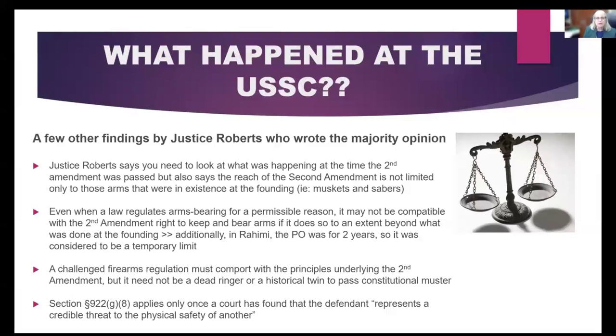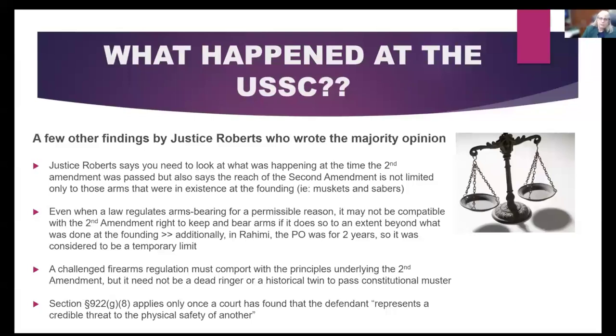So you should keep this in mind when you have any cases, because again, it's more arms. It isn't necessarily guns. Again, muskets and sabers. A saber is not a gun, but it's used as a weapon. Even when a law regulates arms bearing for a permissible reason, it may not be compatible, though, with the Second Amendment right to keep and bear arms, if it does so to an extent beyond what was done at the founding. And we'll talk about this a little more.